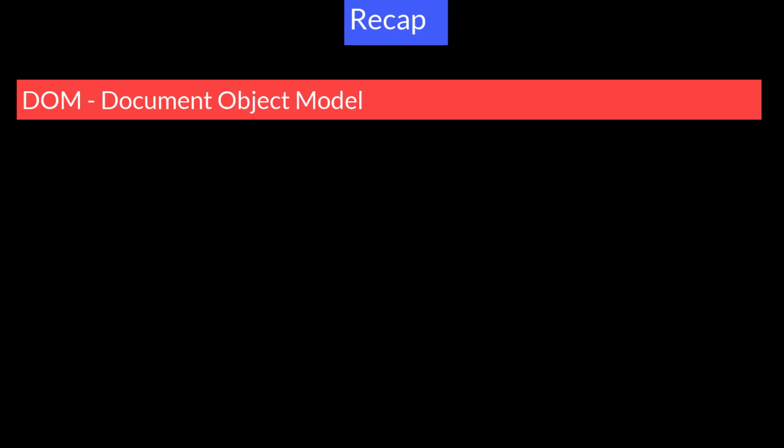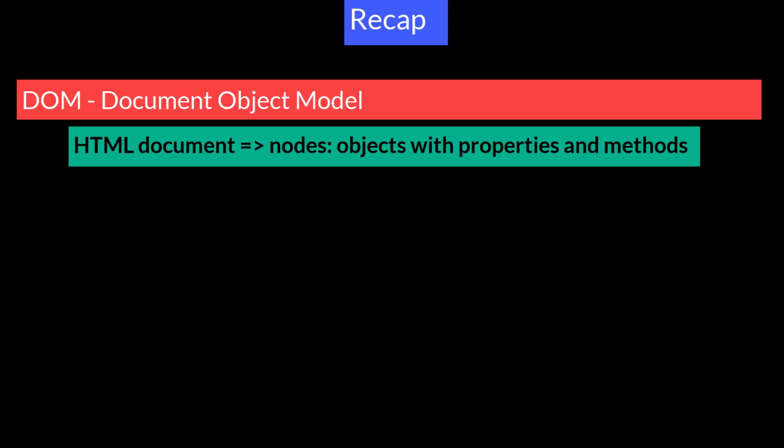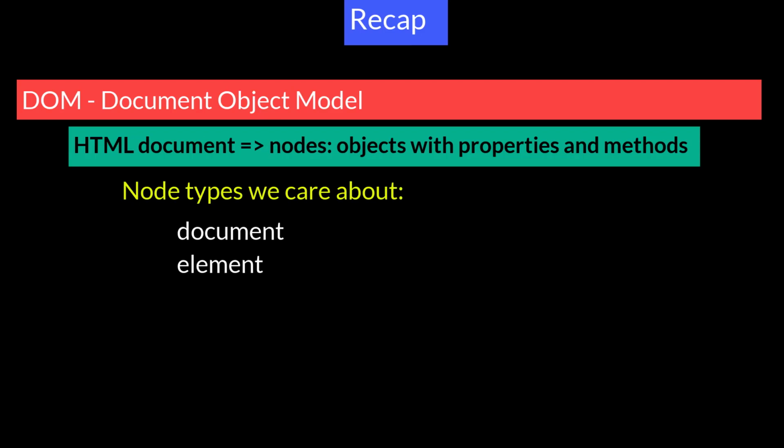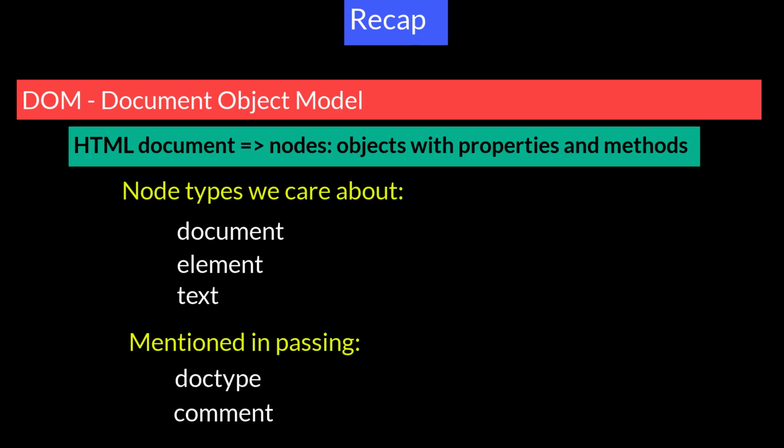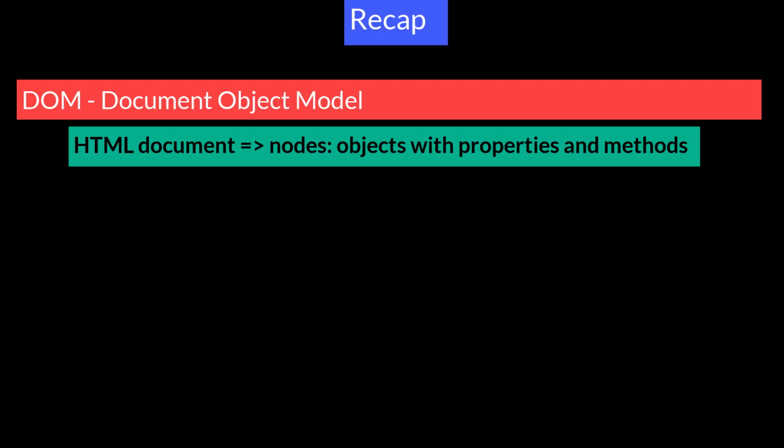Maybe that will help. The DOM, Document Object Model, describes an HTML document in terms of nodes, which are objects that have properties and methods associated with them. For our purposes, we care about document type nodes, element type nodes, and text type nodes. We mentioned doc type and comment type nodes in passing. We did not discuss properties of the document type node. These methods apply to the document type node.